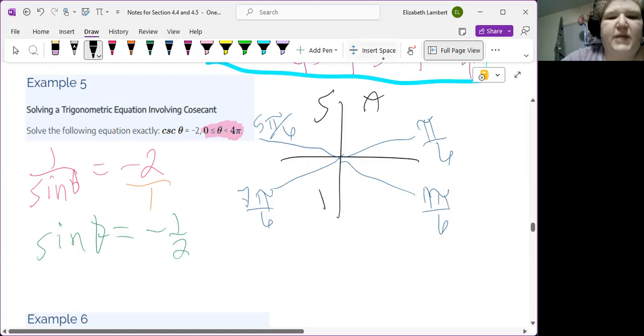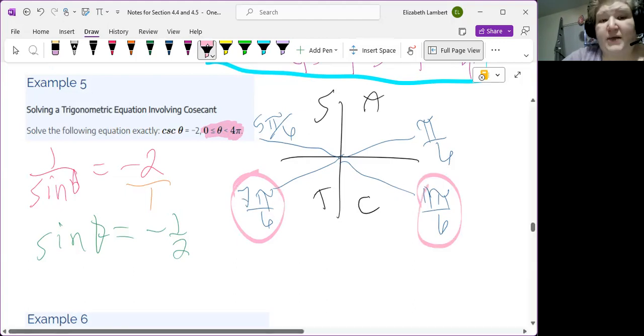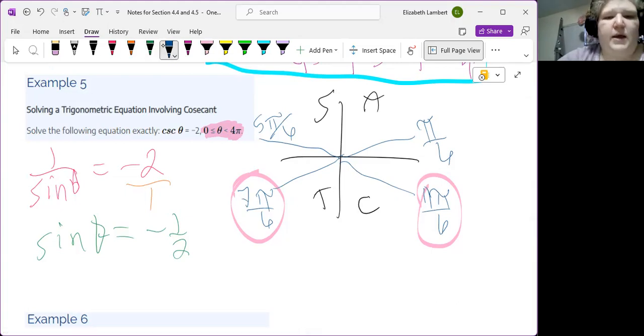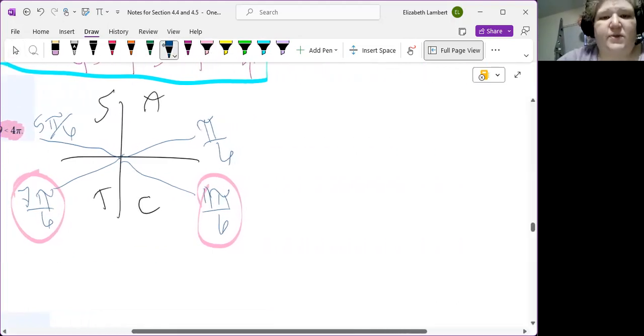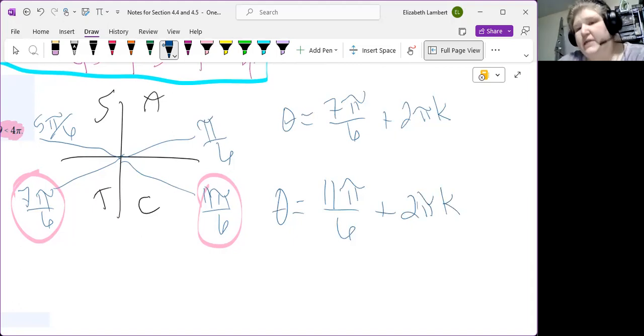All students take calculus. Sine is positive in quadrants 1 and 2, so it's negative in 3 and 4. Therefore, we want these two guys. But remember that weird thing I pointed out at the beginning, so let's take this and do some writing with it. Theta could be 7 pi over 6 plus 2 pi k. Theta could be 11 pi over 6 plus 2 pi k.